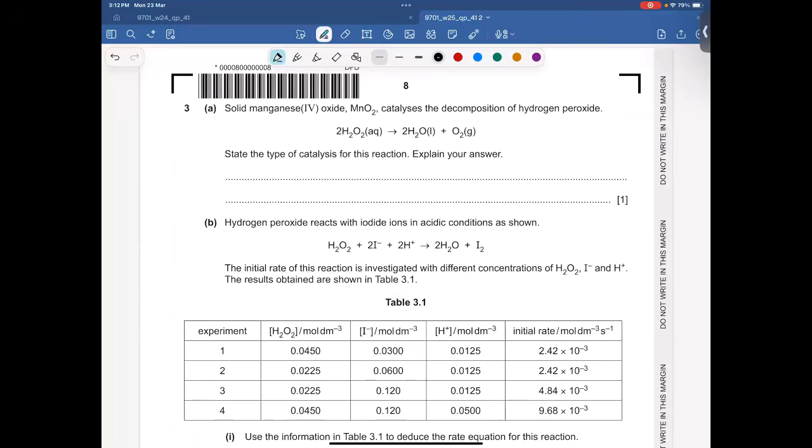Question number 3. Solid manganese(IV) oxide catalyzes the decomposition of hydrogen peroxide. State the type of catalyst for this reaction. Since this catalyst exists in solid state and the reactant exists in aqueous state, which means both of them have different physical states, it is an example of a heterogeneous catalyst.